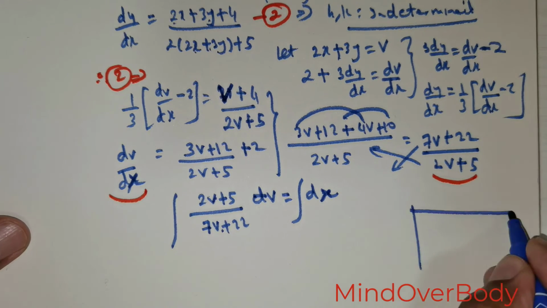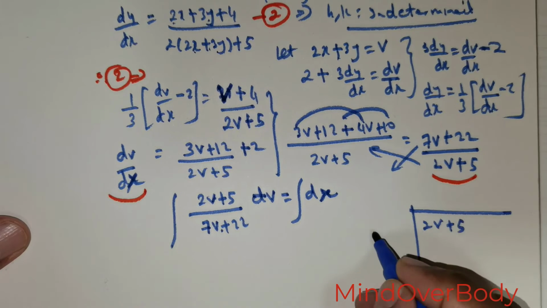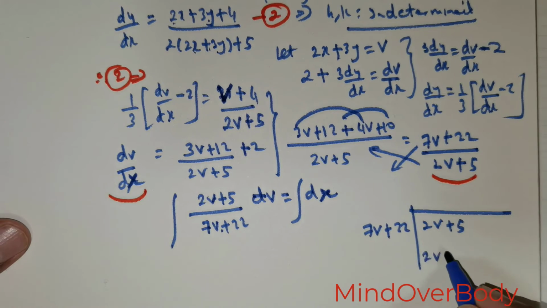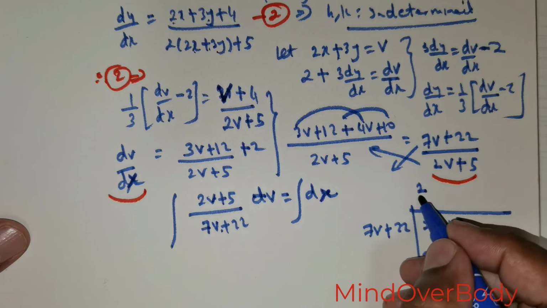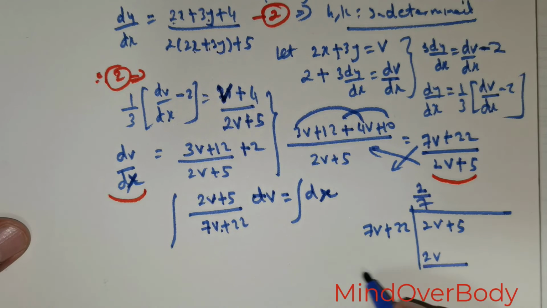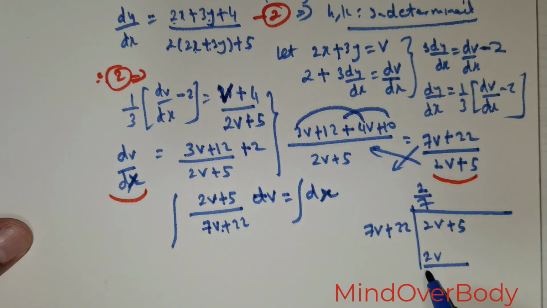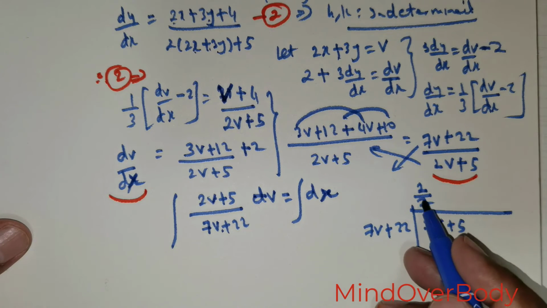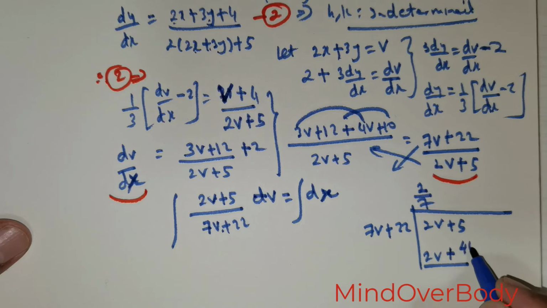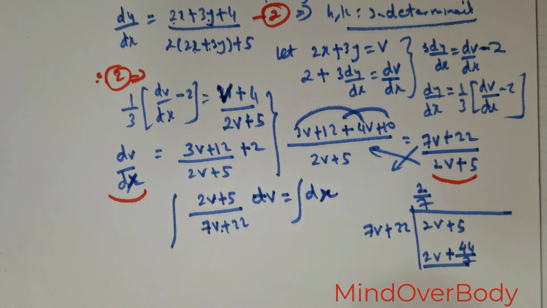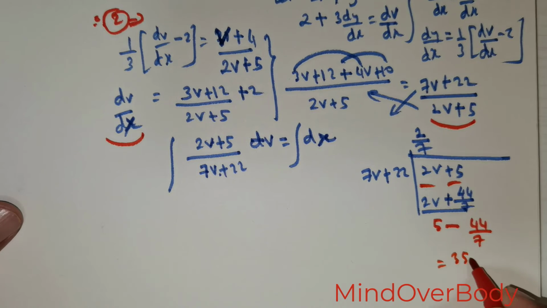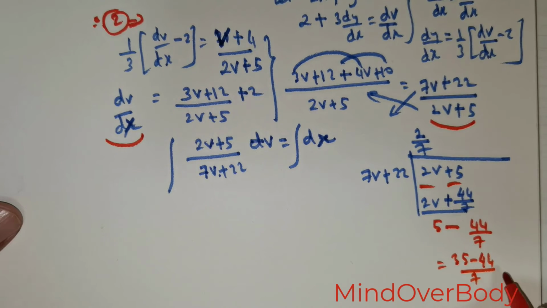So that would mean I will have to divide 2v positive 5 by 7v positive 22. Now I need to get a 2v there, so the only possibility is to multiply by 2 over 7. So when I do that, that gives me 2v followed by 2 over 7 multiplied by 22. That's going to be 44 over 7. So I need to subtract, so that gives me 5 negative 44 over 7. So if I were to simplify, it's going to be 35 negative 44 over 7.